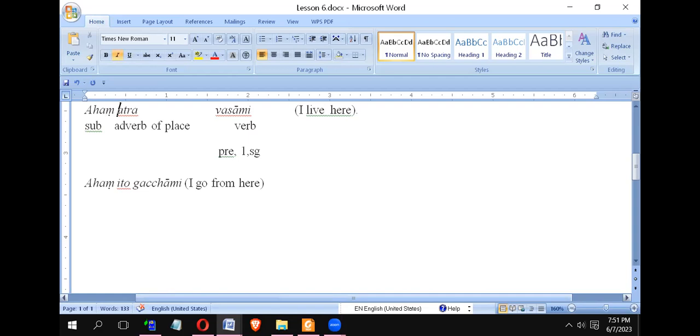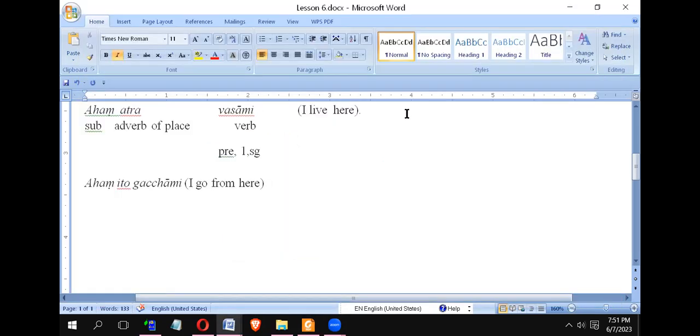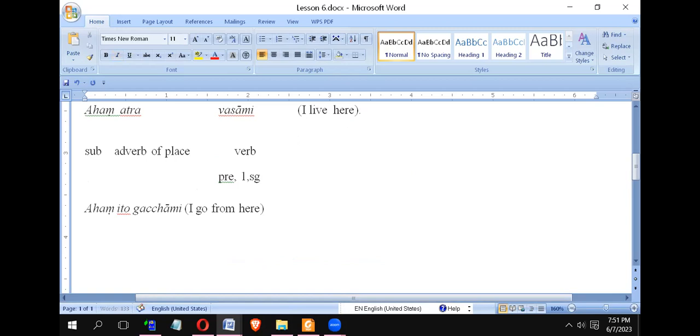Okay, so atra. If you have atra, you also can use eta, ida, iha. So sometimes when you see this kind of example, you can just modify some more. Atra, eta, ida, iha, vasami. Very simple. The subject is I. Here, live. I live here.